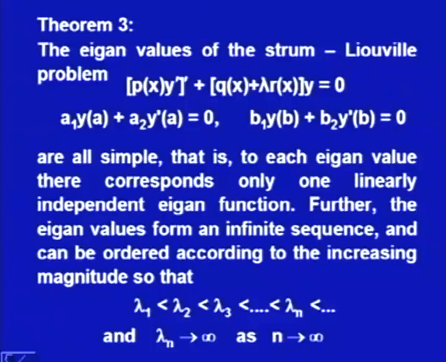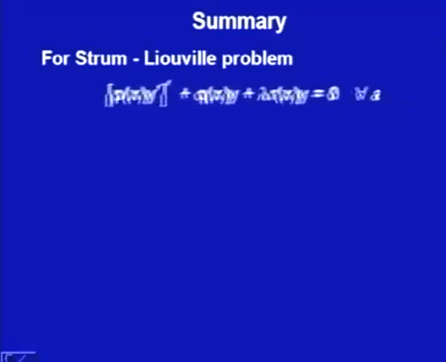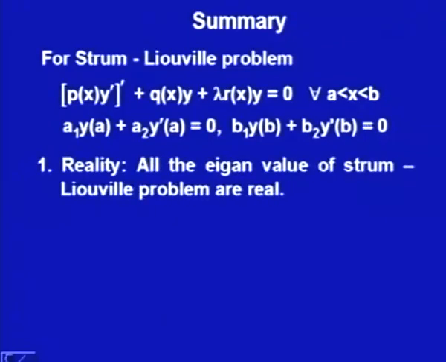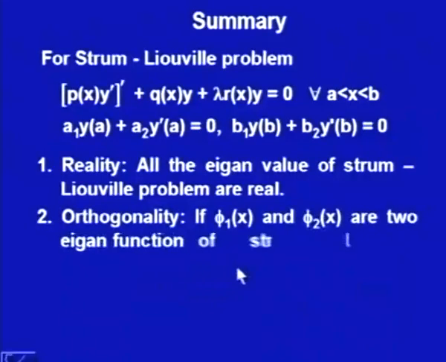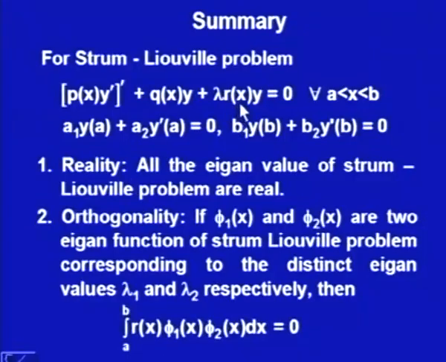We have learned the properties of the Sturm Liouville problem. Let me summarize it again. For the Sturm Liouville problem, which I am writing again on the interval a b with the boundary conditions at a and at b: the first property is reality, that all the eigenvalues of the Sturm Liouville problem are real. The second property is orthogonality, that if phi 1 and phi 2 are two eigenfunctions corresponding to distinct eigenvalues, then they are orthogonal with respect to r. The r is the function which we get in this Sturm Liouville equation.